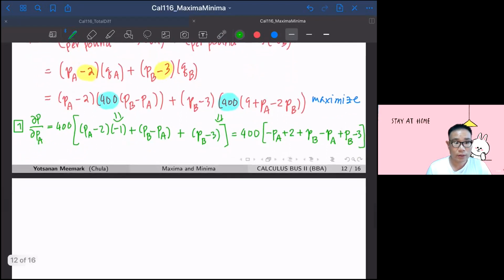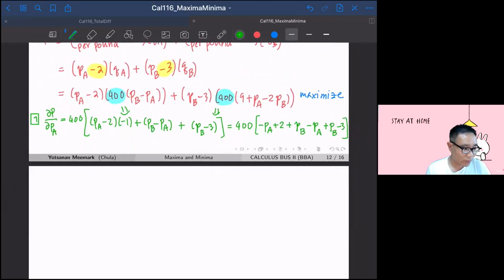Okay, so it's going to be like that, and this guy will turn out to be 400 multiplied with how much do I have? Negative 2 PA, plus 2 PB, and you're going to see minus 1. So this one will be dP by dPA, a little bit messy. And you have dP by dPB.